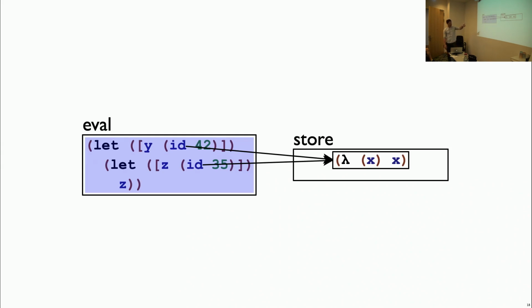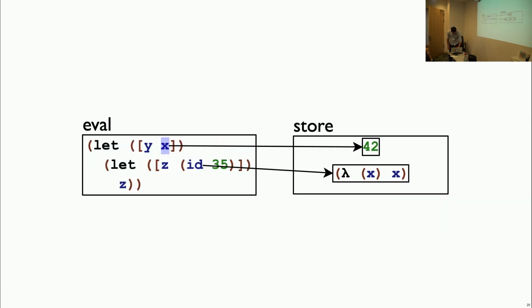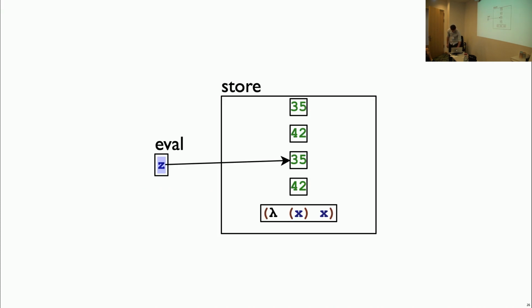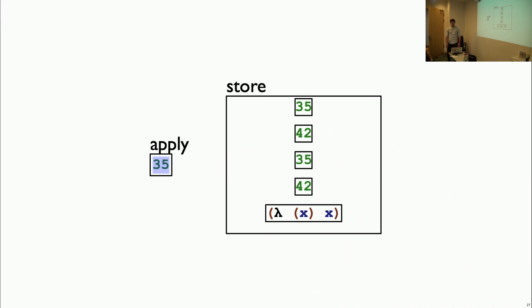As we evaluate, here we have the identity function, which is reachable from the current environment. But as we evaluate, we will come to things in the store that are no longer reachable, like this 42. By the end of evaluation, nothing will be reachable because we're just returning a number. And so all of this is garbage.